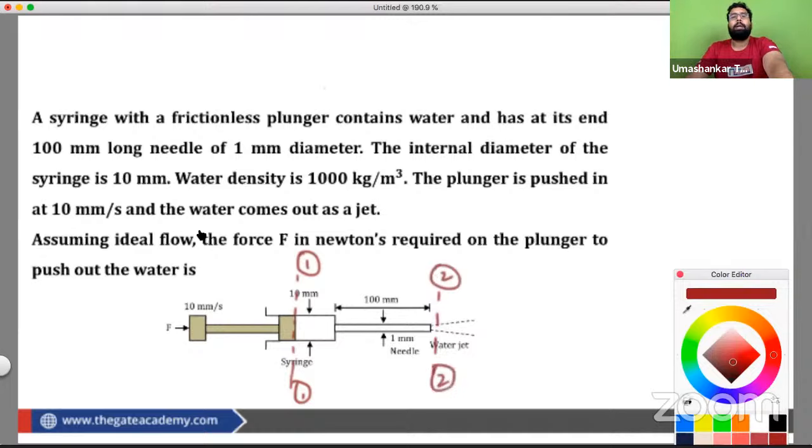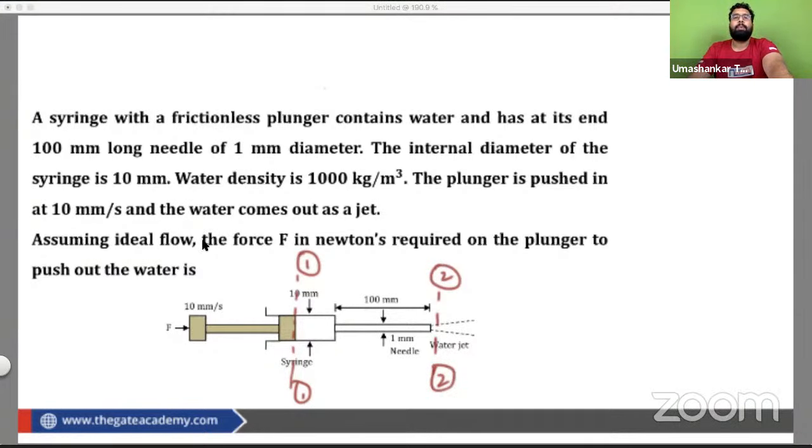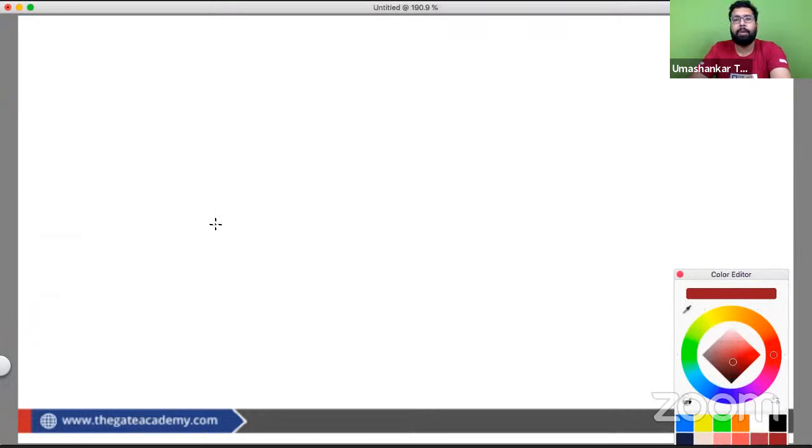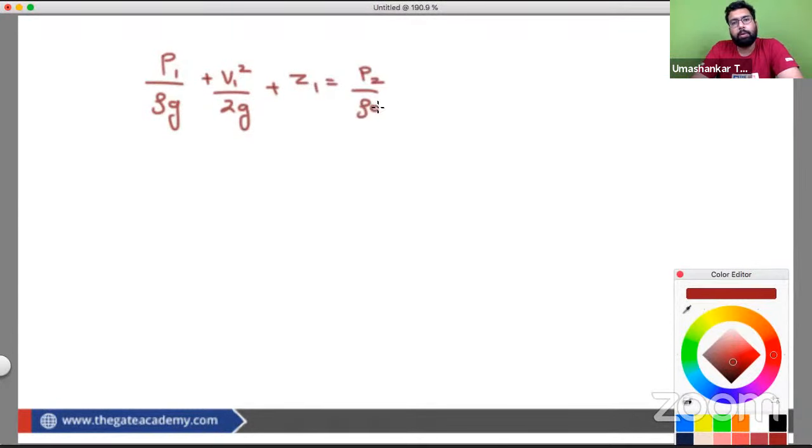Now, obviously, we apply the Bernoulli equation between two sections. So it is going to be P1 by rho g plus V1 square by 2g plus Z1 is equal to P2 by rho g plus V2 square by 2g plus Z2, right? But you see, the section 2 I have taken is in the atmosphere. So we can cancel it out. This is 0.